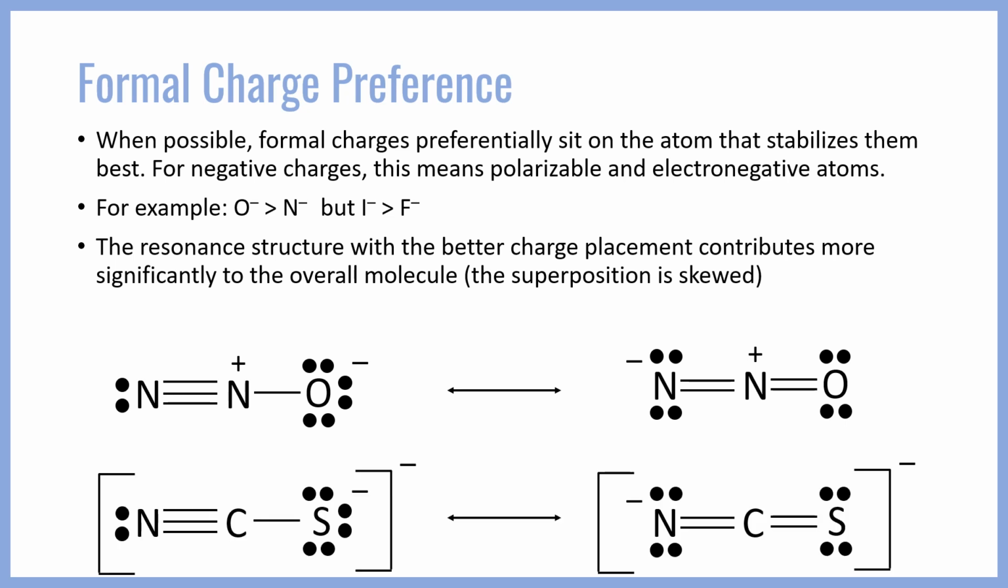The SCN- ion is going to have an overall minus charge, which can either be placed on the sulfur or on the nitrogen. In this case, nitrogen is more electronegative than sulfur. However, sulfur is far more polarizable than nitrogen. It turns out that the polarizability matters more, and sulfur better accommodates negative charges than does nitrogen. So once again, the structure on the left is going to be preferred, and so it will contribute more towards the overall structure of the molecule.